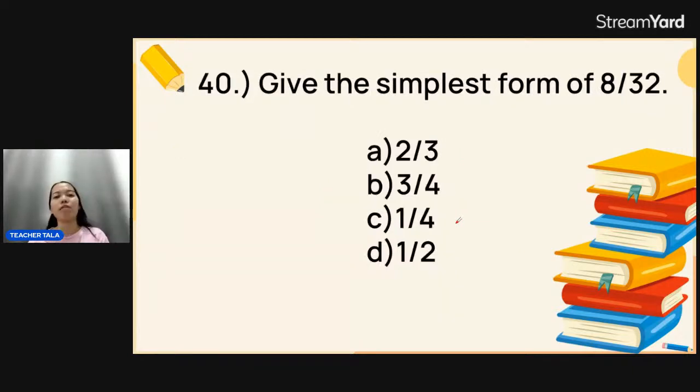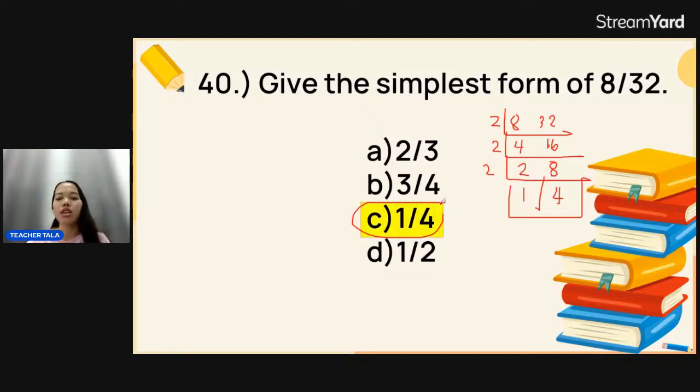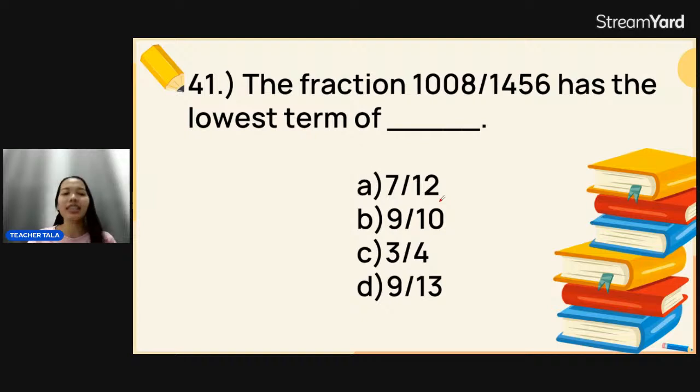Okay, next, number 40. Give the simplest form of 8 over 32. So we can use continuous division. Divide by 2: 4 over 16. Another 2: 2 over 8. And another 2: 1 over 4. So the answer is 1/4. Letter C. Okay, very easy, right?